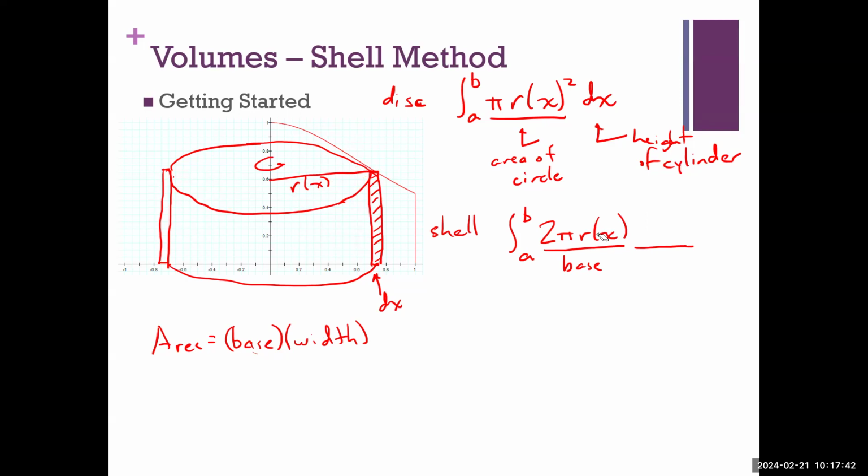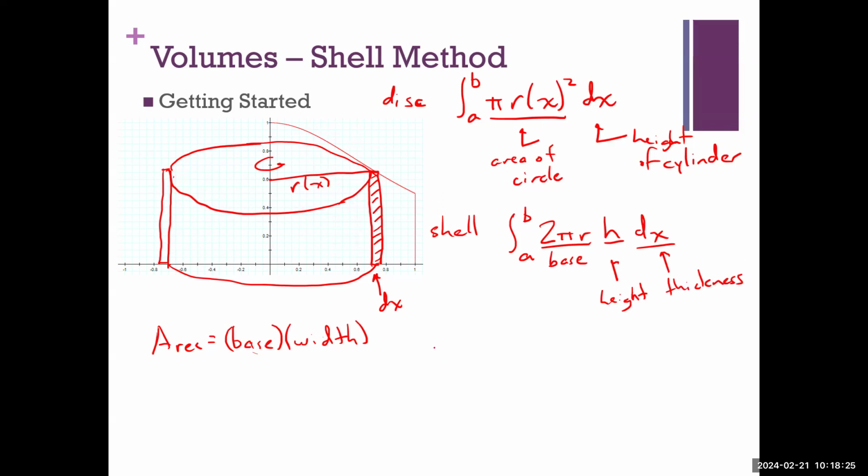But for now, I'll just leave the variables out of it. So here's my base. I want to multiply it by the height as well. There's my base length, here's my height. I have 2 dimensions. Where's my third dimension going to come from? That's going to come from my dx. Multiplying the base times the height gives me the area of a rectangle, and then multiplying by the dx gives me the thickness. Multiplying all 3 of those things together gives me the volume.